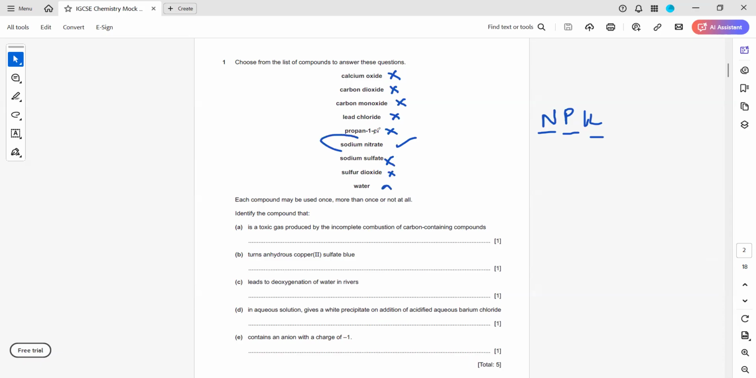So which of the compounds provides these essential nutrients so that the plant will grow at a rapid rate, and deoxygenation of the river water happens, because as the plants start to grow, the amount of dissolved oxygen will also decrease. That's why we have to write sodium nitrate here.